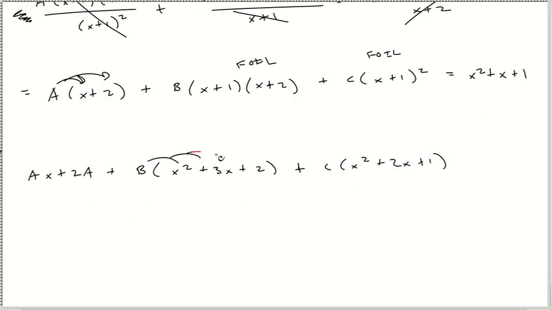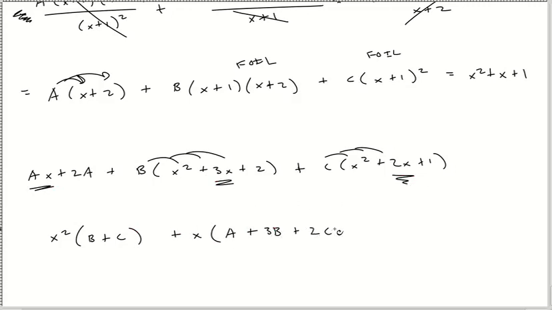x squared plus 2x plus 1. Still all equal to that stuff. I can now distribute. And so then all my x squared terms come together to make A plus B plus C. All of my regular x terms I have right here, here, and here. So then I have A plus 3B plus 2C. And then all my constant terms are here, here, here. And so then I have 2A plus 2B plus C. And this is still equal to x squared plus x plus 1.